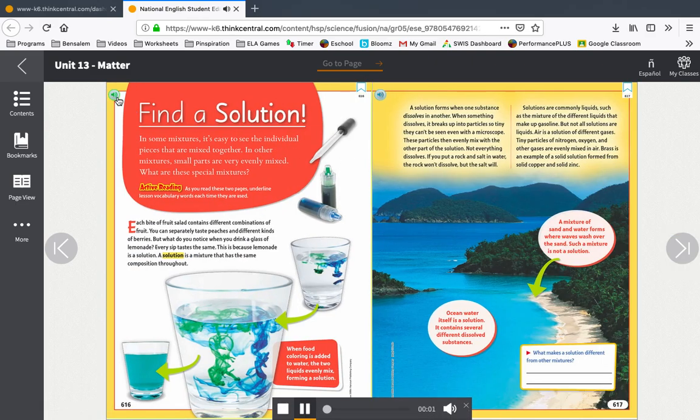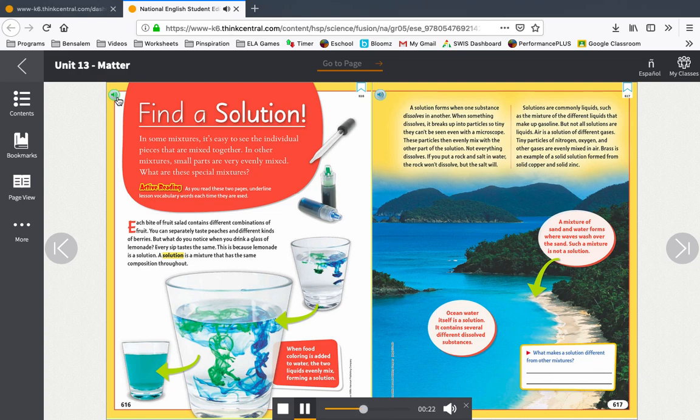Find a solution. In some mixtures, it's easy to see the individual pieces that are mixed together. In other mixtures, small parts are very evenly mixed. What are these special mixtures? Active reading. As you read these 2 pages, underline lesson vocabulary words each time they are used.